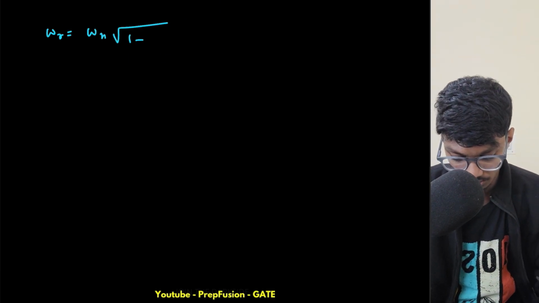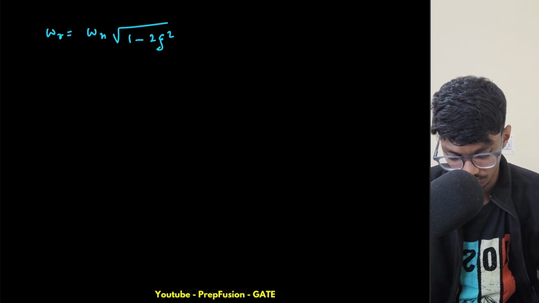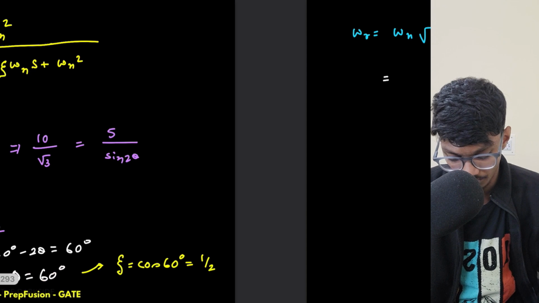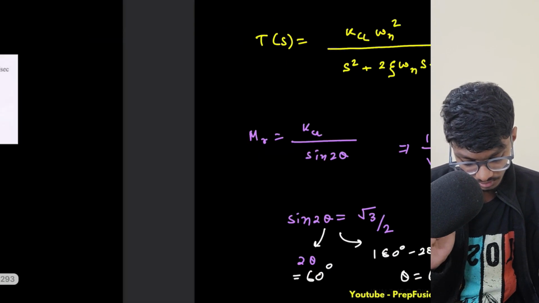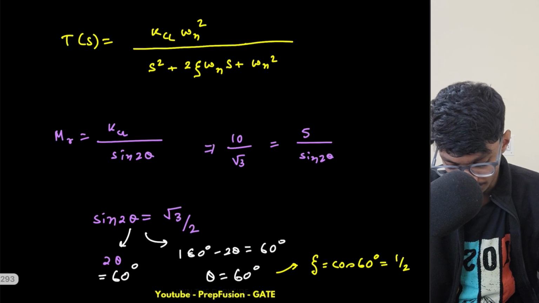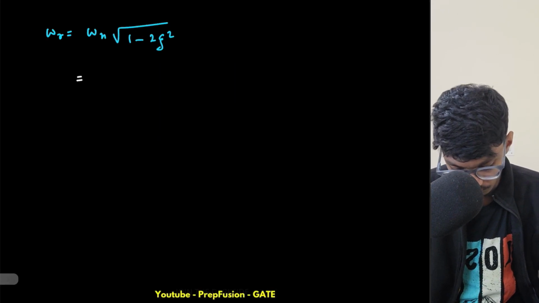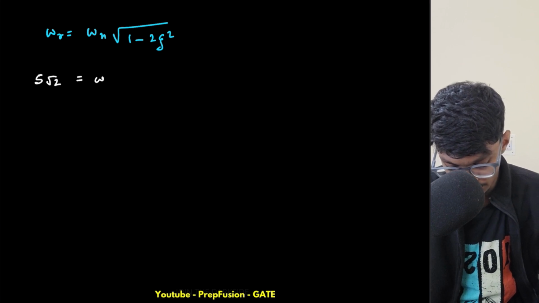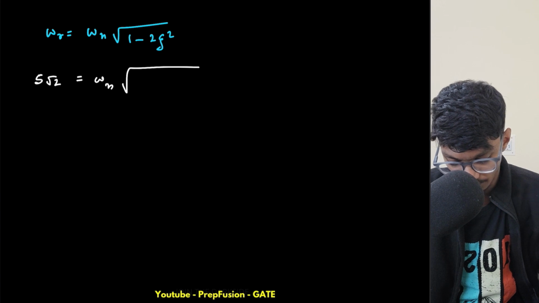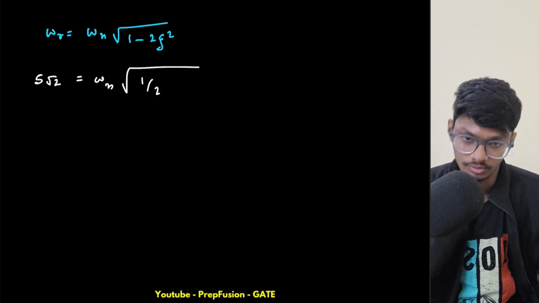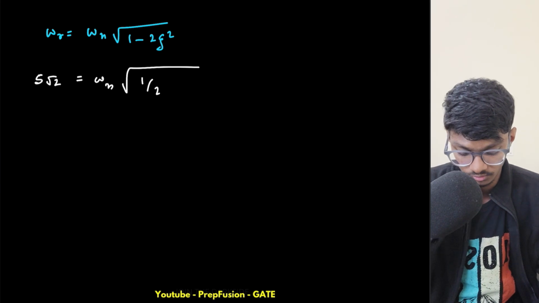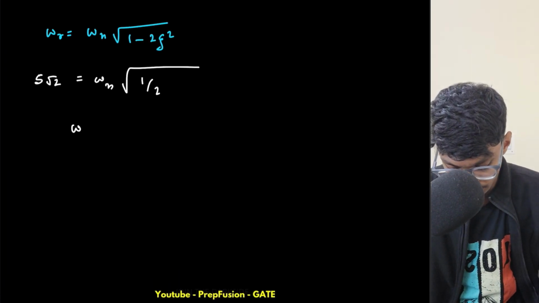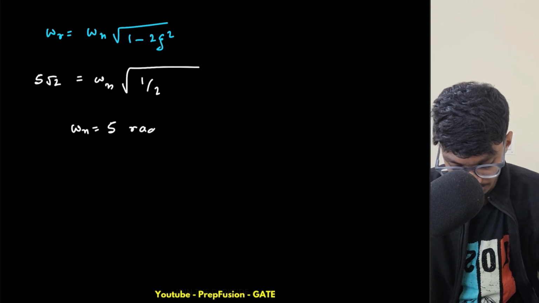So omega r equals omega n under root 1 minus 2 zeta square. Here omega n we need to find, and omega r equals 5 under root 2, and zeta is 1 by 2. So this becomes 1 by 2 itself, because 1 by 4 into 2 is 1 by 2, 1 minus 1 by 2 is 1 by 2. So omega n becomes 5 radians per second.